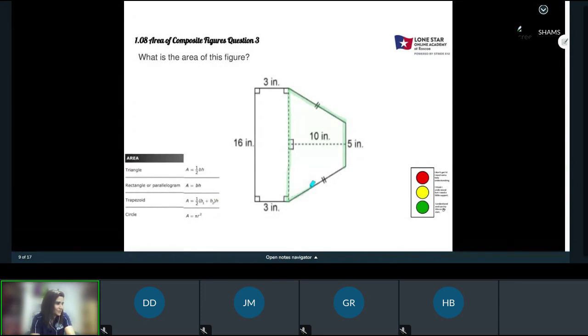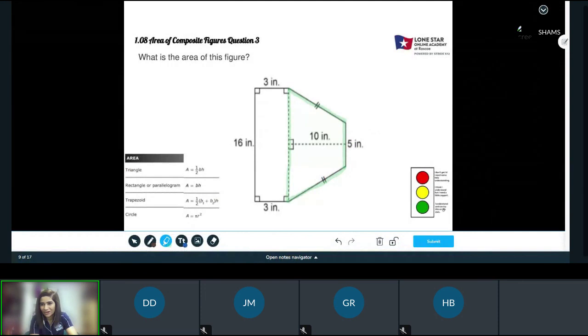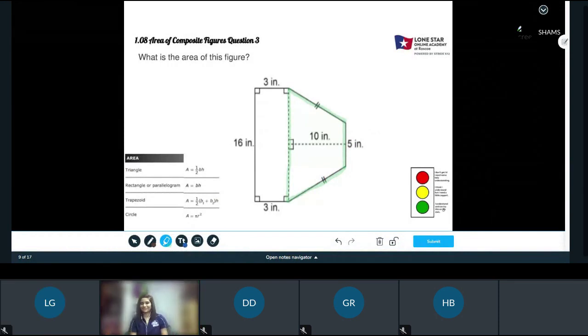What shape is this? Liloni, hop on the mic. It's a trapezoid. Excellent. Very good. Lily, Jadine, very good. Liloni, it is absolutely a trapezoid. Then the other one is a rectangle.